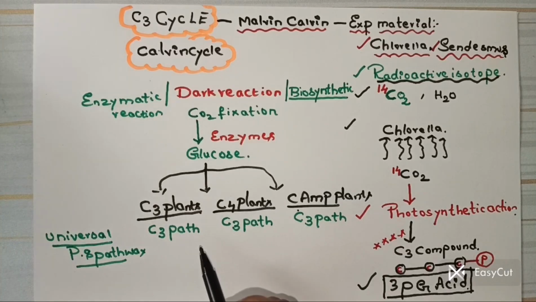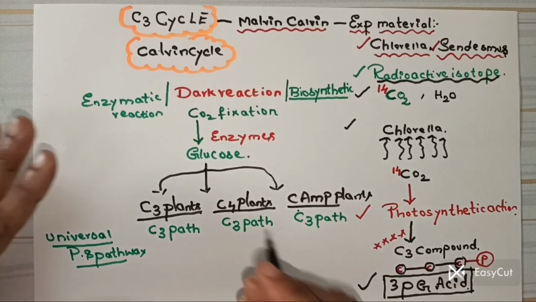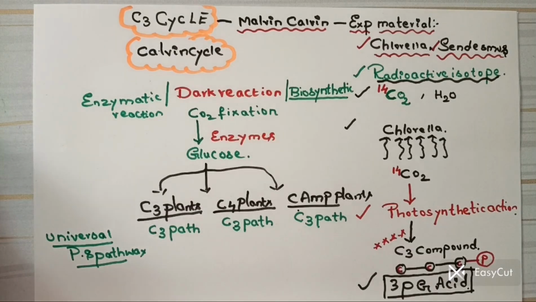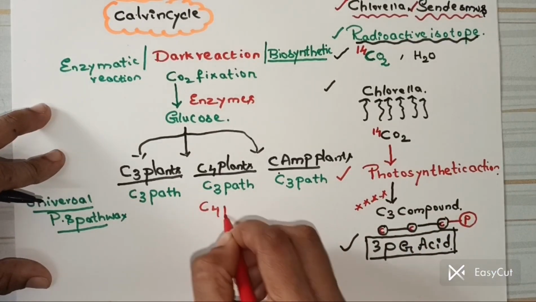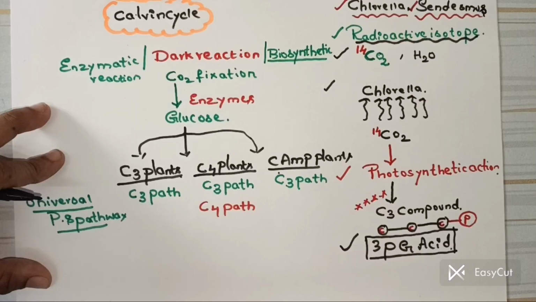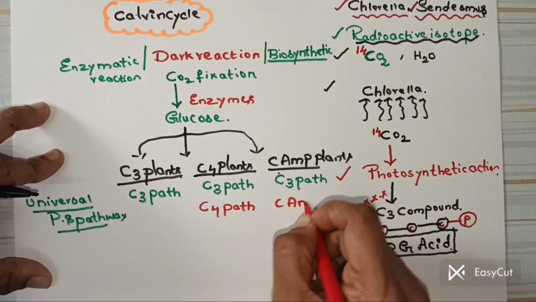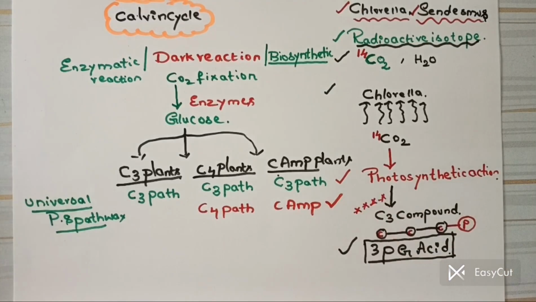So C3 plants perform only the C3 pathway. But C4 plants perform both the C3 pathway and also the C4 pathway. And CAM plants perform the C3 pathway, and along with that, the CAM pathway. Ask your mentor whether they have mentioned this or not, my dear bache.